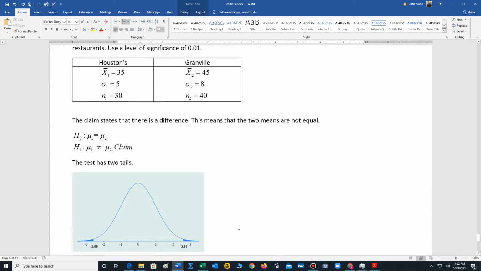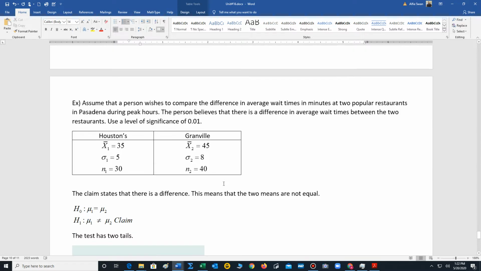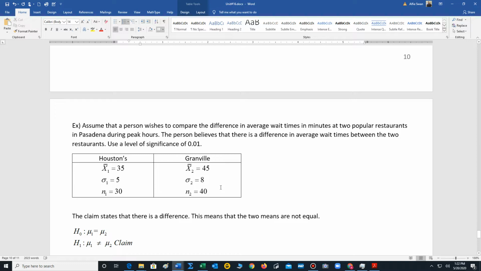We are going to work out this example here on the very last page. So let's assume that a person wishes to compare the difference in average wait times in minutes at two popular restaurants in Pasadena during peak hours. The person believes that there is a difference in average wait times between the two restaurants. Use a level of significance, remember that's code for alpha, of 0.01.